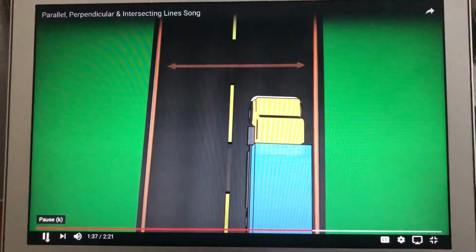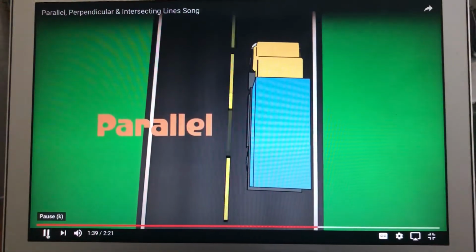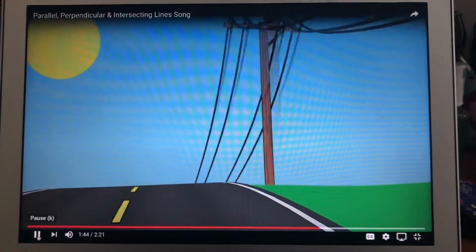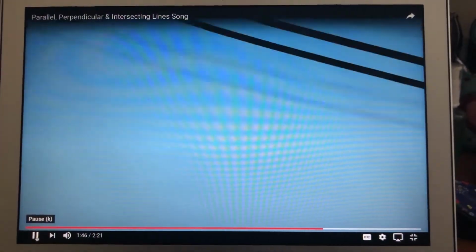Will never touch, then you can tell that those two lines are parallel, like these telephone wires up above the street. Parallel lines will never meet.